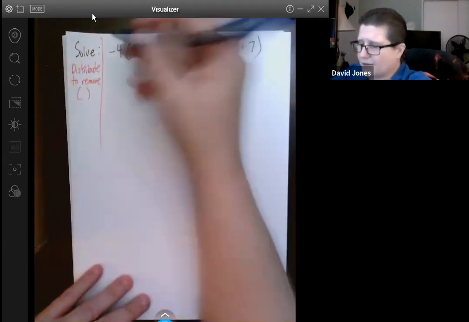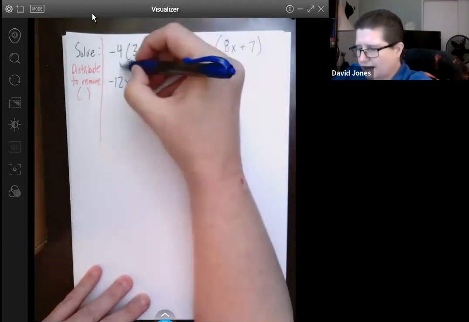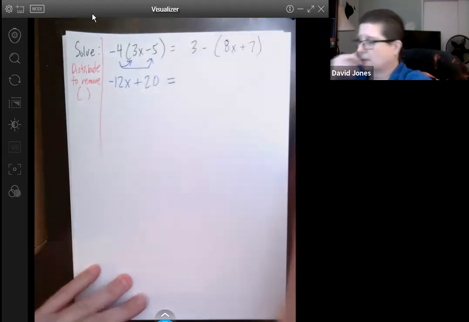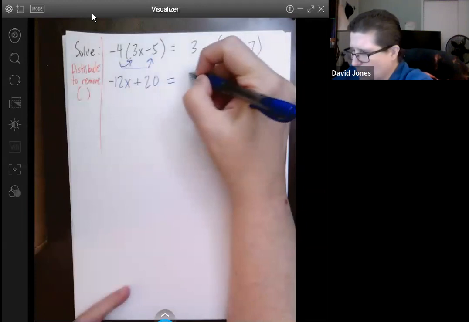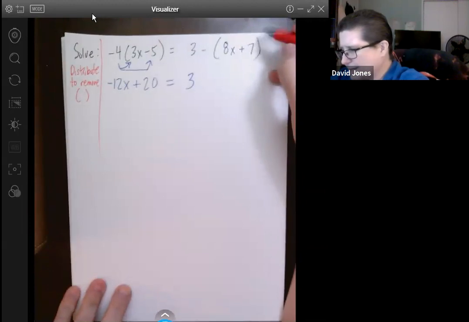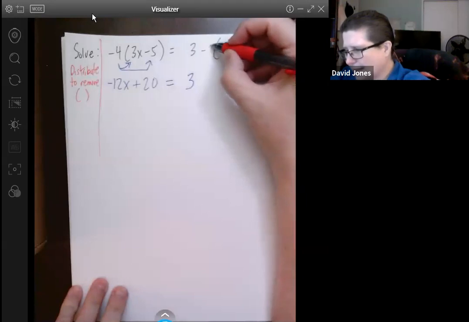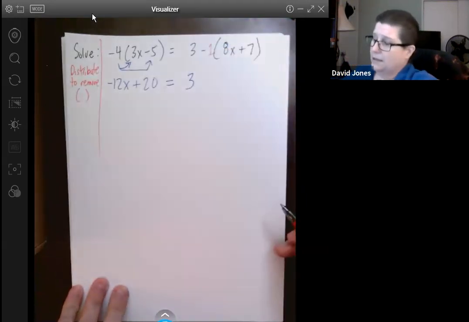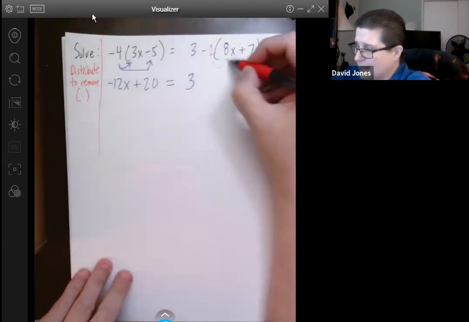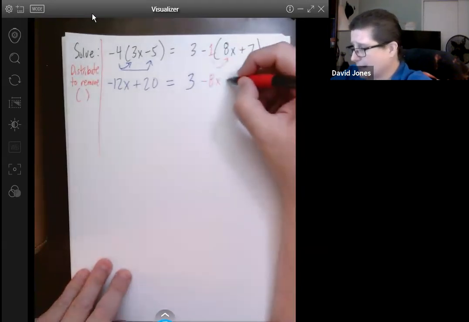If I distribute here, I've got -4 times 3x is -12x. And -4 times -5 is +20. The 3 doesn't have a parentheses. I'm going to bring it down. This 3 minus parentheses 8x plus 7, minus that is kind of like saying -1 times that. So what I'm going to do is distribute a -1. -1 times 8x is -8x. -1 times 7 is -7.